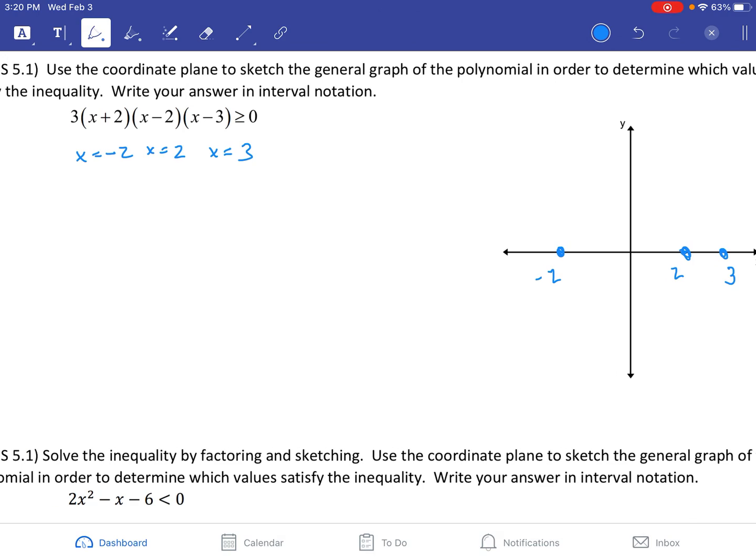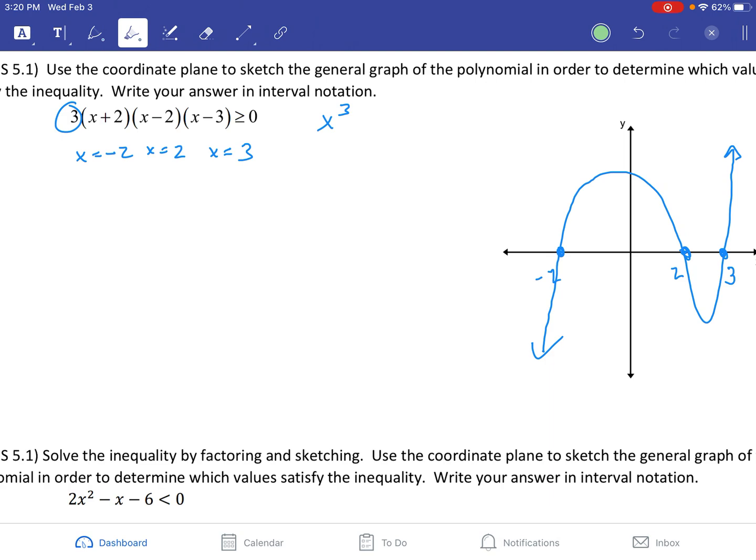Okay. Now, because there are three x's, it is x to the third. And because this 3 out in front is positive, it's going to be a positive graph. Which means our graph starts down here, goes up through 2, down through 2, back up through 3.